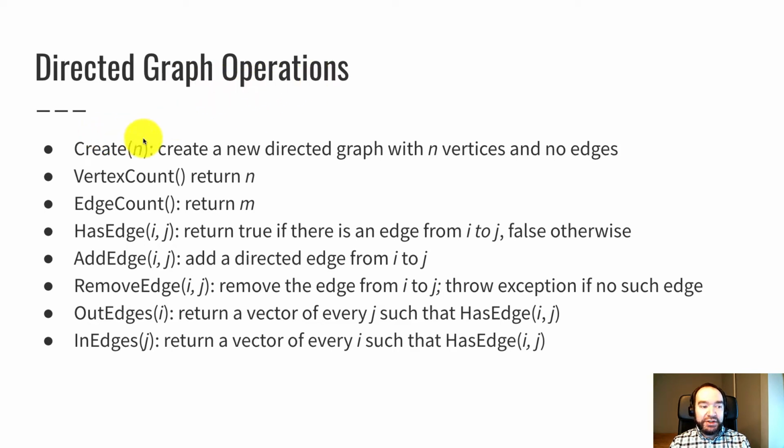There's a create operation where you give it n and it creates a new directed graph that has n vertices but no edges. We can get the count of the vertices and edges. There's a hasEdge function, which tells us whether there is an edge or not between two vertices. We can add an edge between two vertices, remove an edge between two vertices, and then outEdges is given a vertex i, and it gives us a vector containing all of the destinations of outgoing edges from i. And inEdges is the opposite: given vertex j, inEdges gives us a vector of all of the incoming vertices into j.